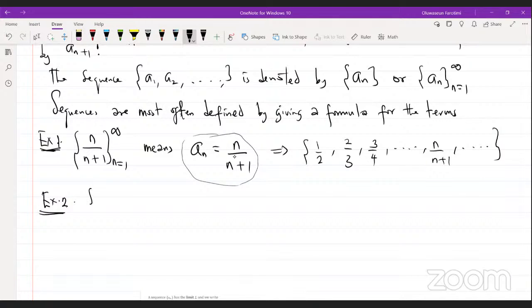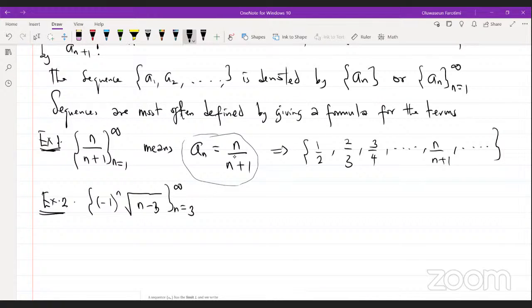Now, if I have an alternating sequence, alternating sequence means that the signs are changing. Think about, let's say, you have -1, 1, -1, 1. It keeps going in that manner. That means the signs keep changing. Okay, so the square root of n minus 3, where n is going from 3 to infinity.